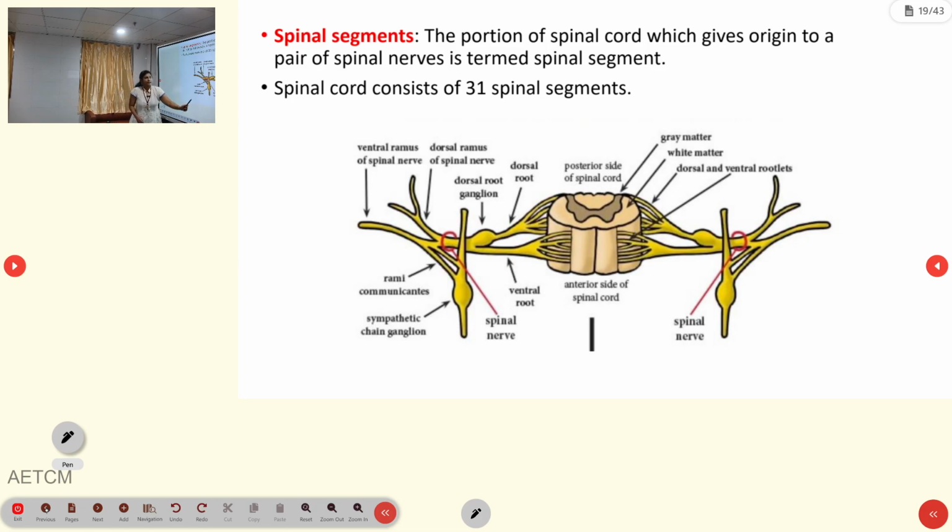Now this is the spinal segment. A spinal segment is a portion of the spinal cord which gives origin to the spinal nerves. It has a ventral root and a dorsal root, and they form what is called the spinal nerve, which exits out through the intervertebral foramen.